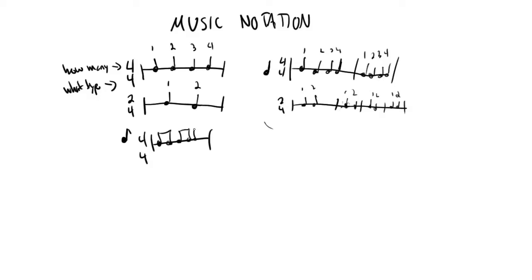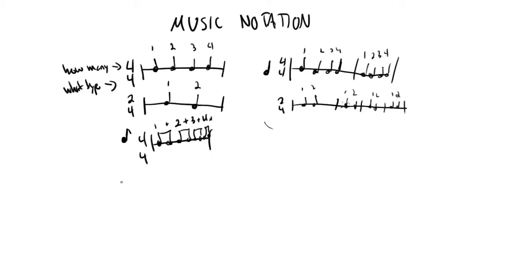1 and 2 and 3 and 4 and. So the way we count that is 1 and 2 and 3 and 4 and. So if this is the beat, the quarter note, the way you count it is 1 and 2 and 3 and 4 and. 1 and 2 and 3 and 4 and.